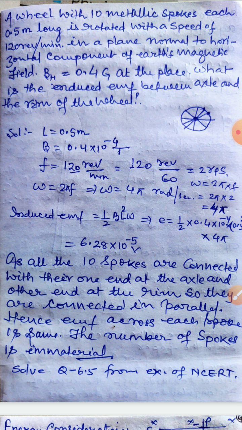So here the speed is 120 revolutions per minute, so the frequency is 2 revolutions per second. So the angular frequency omega, or angular velocity, is 2 pi into f, that is 4 pi. Now the induced EMF is half B L square omega. B is given, L is given, omega is given. You can find out the induced EMF.